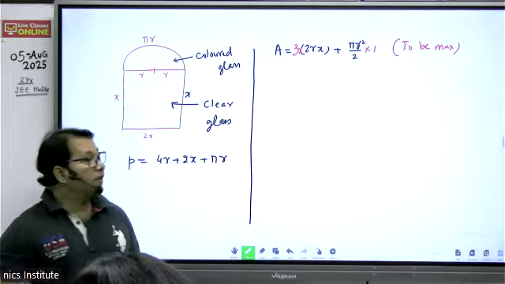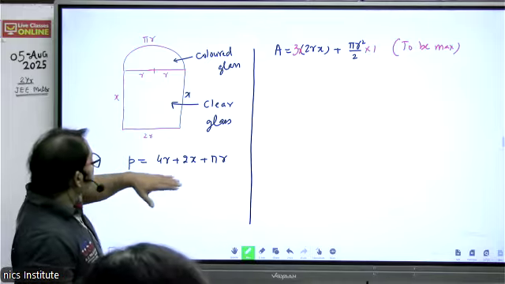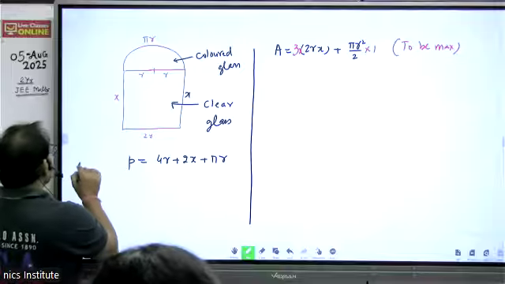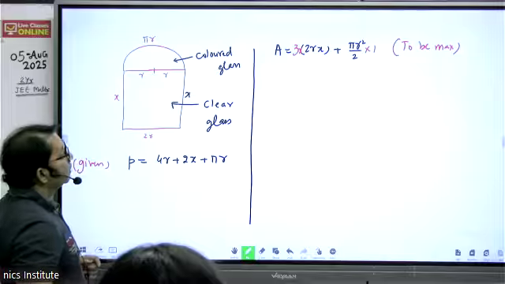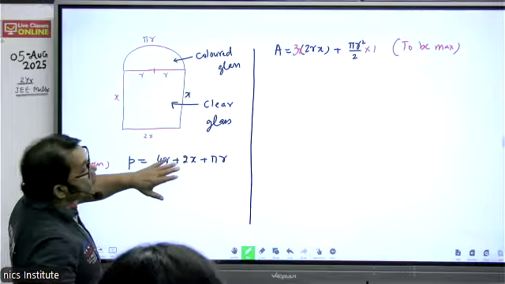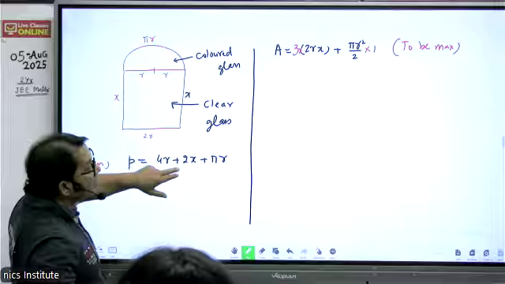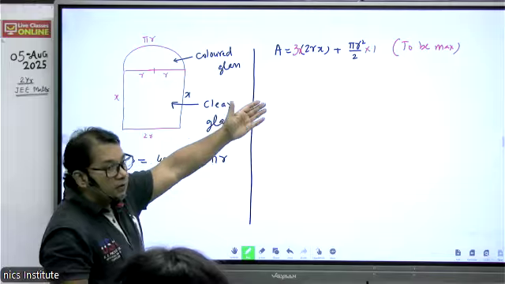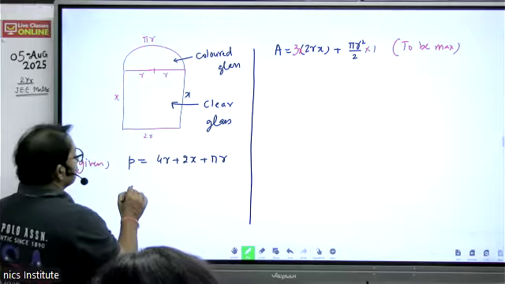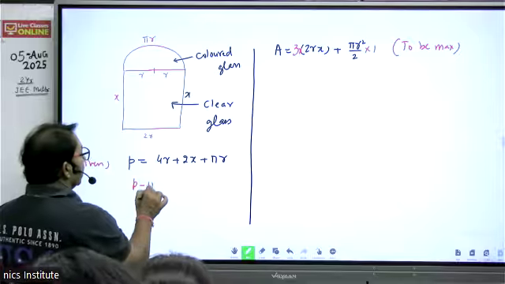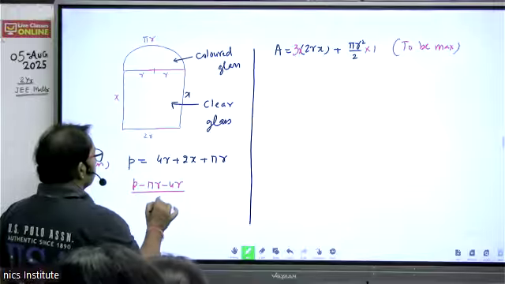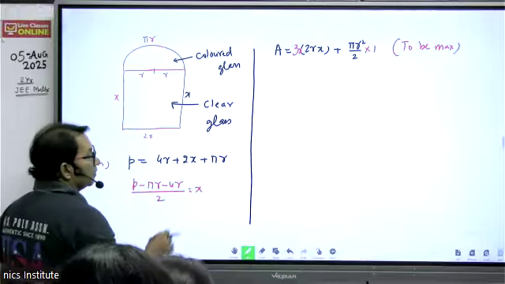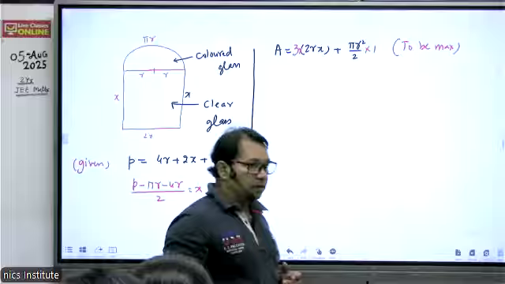But the problem is there are 2 variables over there. And this is a given condition to us. P is a constant. x and r both are variable. So which variable is better to be removed? If I remove r, I'll have to square it also. So it's better to remove x. So (P minus pi r minus 4r) by 2 is equal to x. So wherever you have x, replace it and simplify.